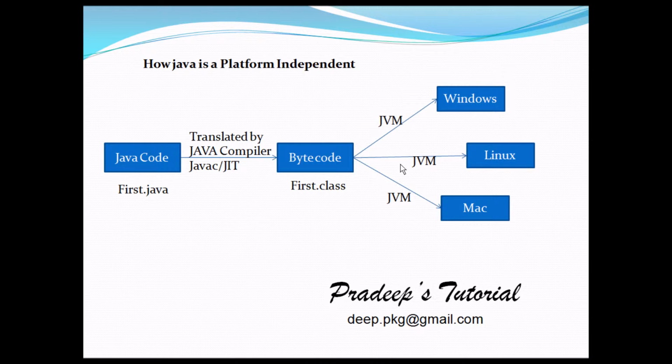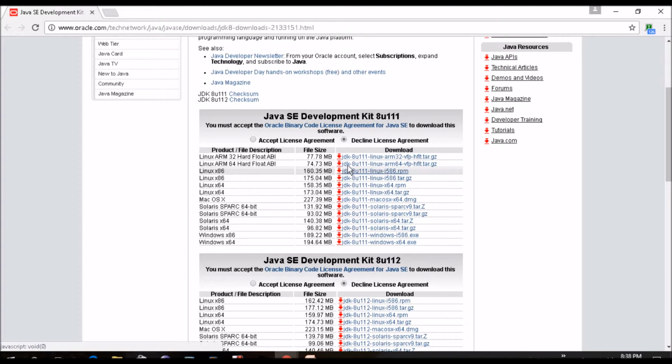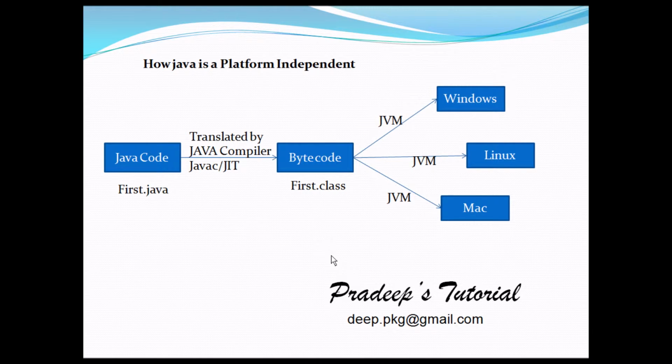If you go to the JDK download, it's very clear: once you have this code, you need not worry about which operating system you are executing it on. The only thing is you have to install the JDK. Here you can see we have different JDKs for different operating systems. For Linux we have a 32-bit Linux JDK, and for Windows we have 32-bit and 64-bit. We have to install the JDK on the operating system and then your code will run on any operating system. Hope it is clear.